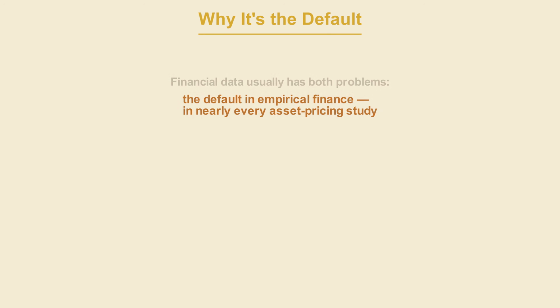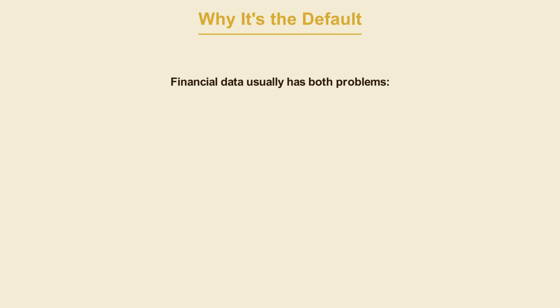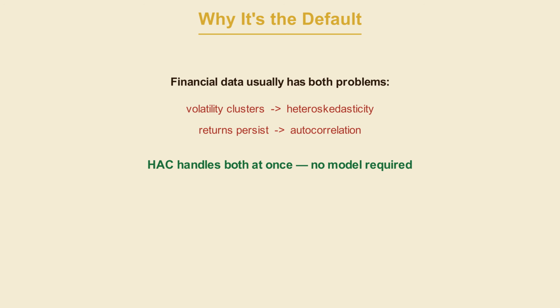This is exactly why Newey-West became the default in empirical finance. If you open almost any asset pricing paper, the standard errors are going to be Newey-West whenever you're dealing with time series data. Financial time series tend to have both problems at the same time. Volatility clusters, so the variance shifts, and returns and errors persist, so they're autocorrelated. HAC standard errors handle both at once without making you commit to a specific model of either one.